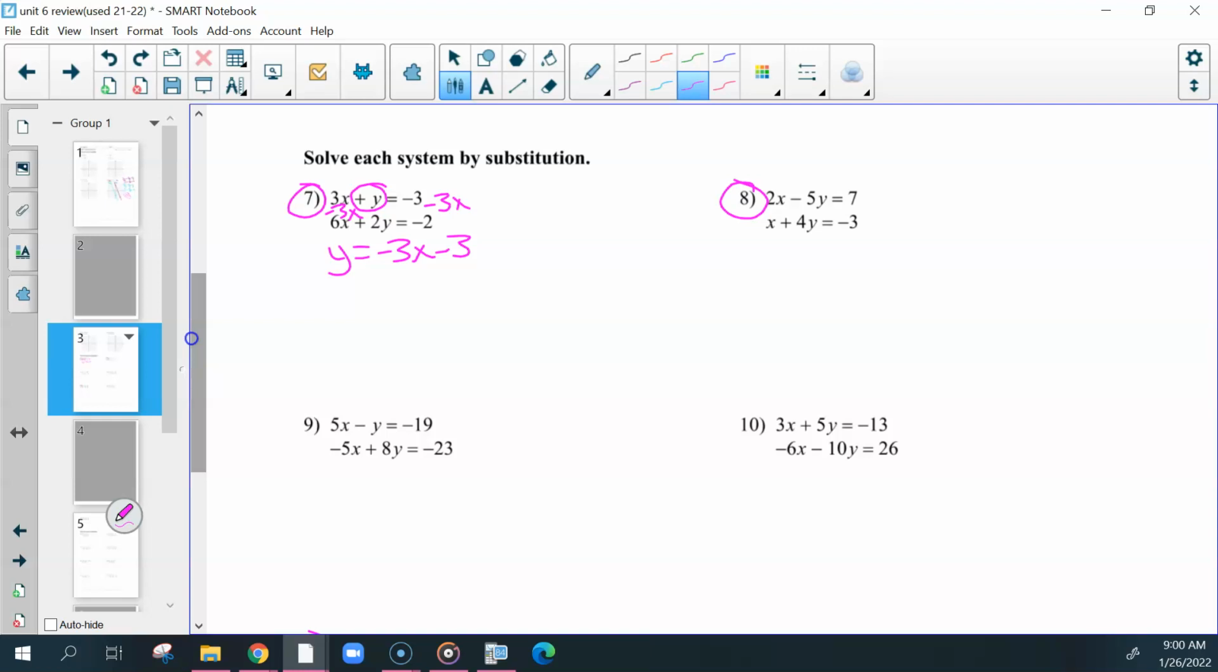Then take that and substitute it into your other equation, where y is. Pay attention to what you have. So I have a y equals, so it needs to be substituted into a y. If you solve for x, it needs to be substituted into an x. After you substitute this in, go ahead and solve for x, distribute, combine like terms.